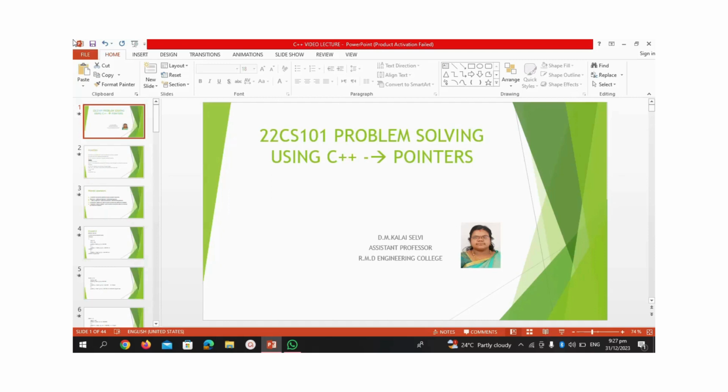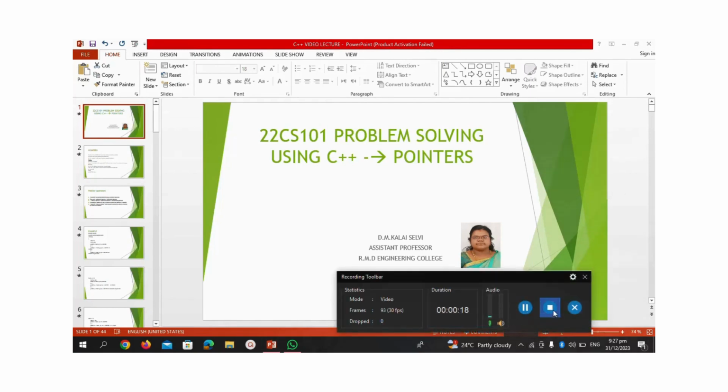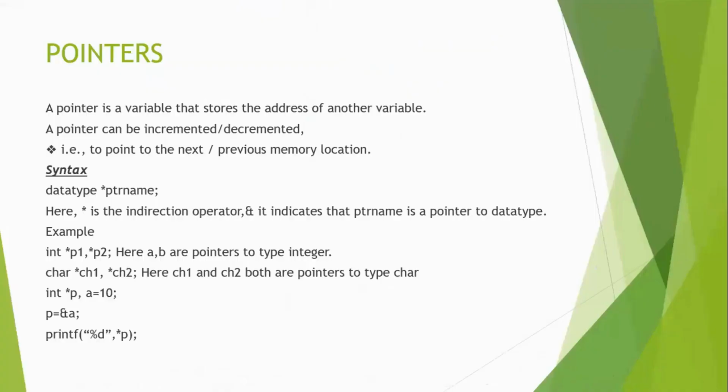Now we are going to see pointers in the subject Problem Solving using C++. Pointers are available in C, C++, and Java. The basic idea of a pointer is that it's just a variable. It can store the address of another variable. Your pointer is going to point, so the address of one variable will be stored in one more variable. That variable we call a pointer.